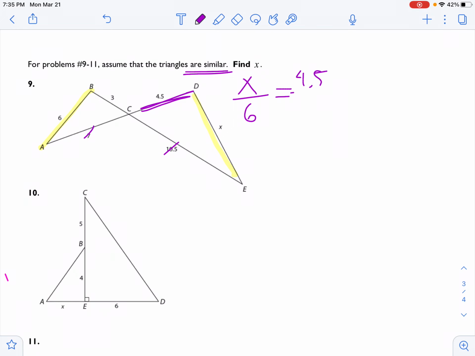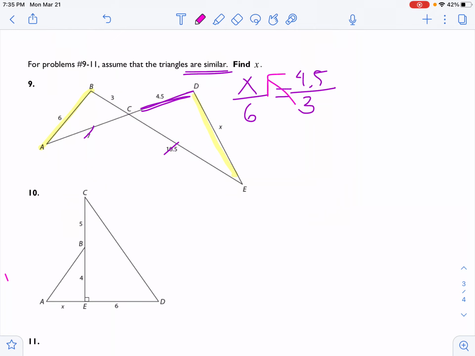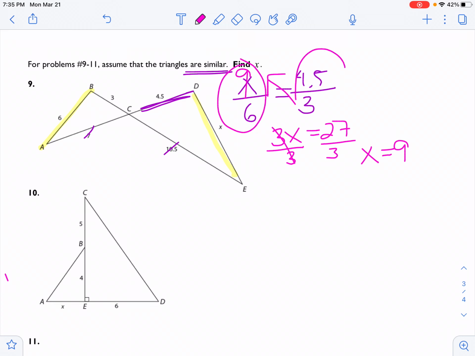4.5 over 3. And once you have it set up, you can cross multiply. 3 times x is 3x. 6 times 4.5 is 27. Divide both sides by 3, and x equals 9. And then you could check by doing this divided by this, which will give you the same decimal as this divided by this. Go ahead and try it in your calculator, but it works.